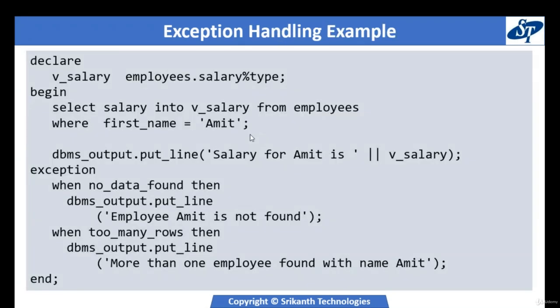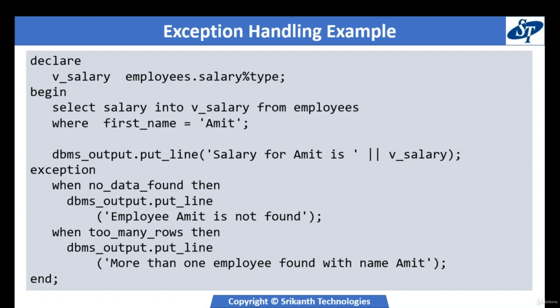Let's look at an example. This is where I want to retrieve salary of employee called Amit. If the salary of employee Amit is found, we get the value copied into variable vSalary. But what if there is no employee with the name Amit found? PL SQL treats this as an error. It's going to raise an error called no data found. No data found error occurs when the select command cannot retrieve any data.